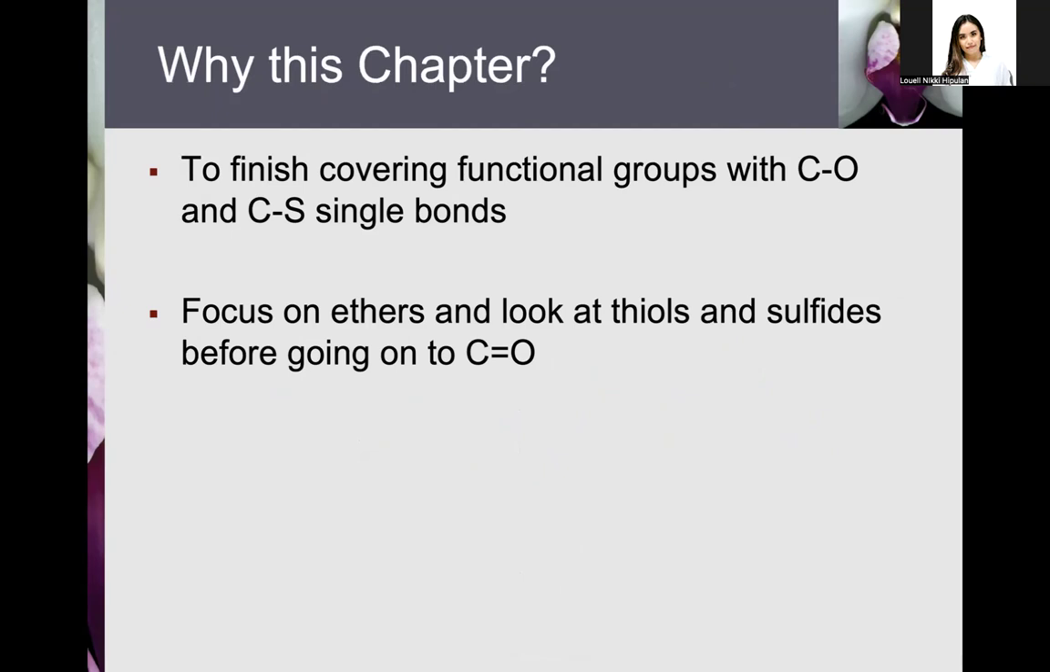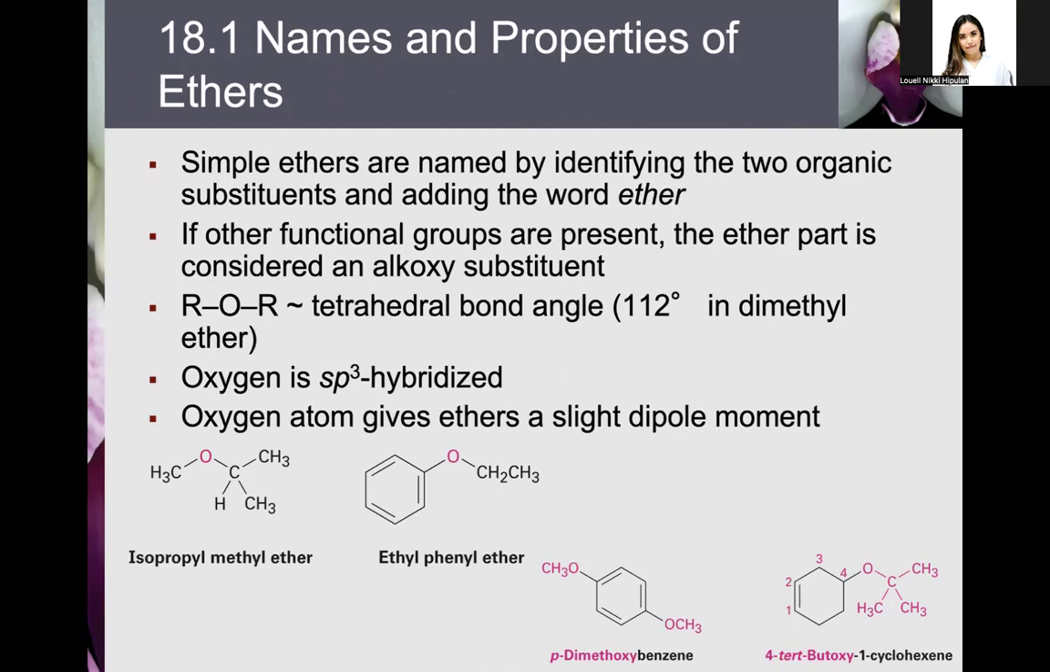To finish covering the functional groups with C-O and C-S single bonds, we need to discuss this topic. Focus on ethers first, and after that it's easier for us to discuss thiols and sulfides since they have similarities with respect to their structure. However, instead of oxygen for ether, you have sulfur for thiols.